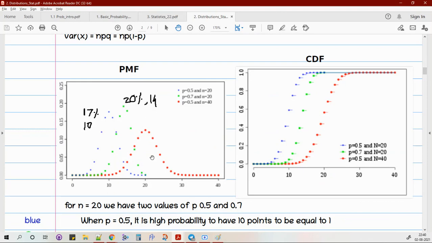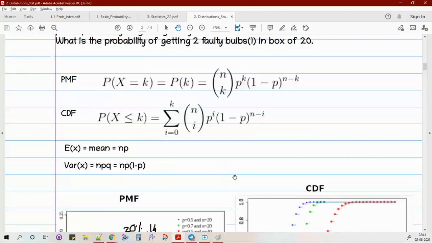This is not for that, but if the probability is 0.5 and there are 40 tosses, then there is the highest chance of getting 20 heads. This is the highest chance. Now this is a PMF, so this is the probability. It is nothing but about 11%. Correct? And for all 40 heads, there is some probability, 0.0001, like that.